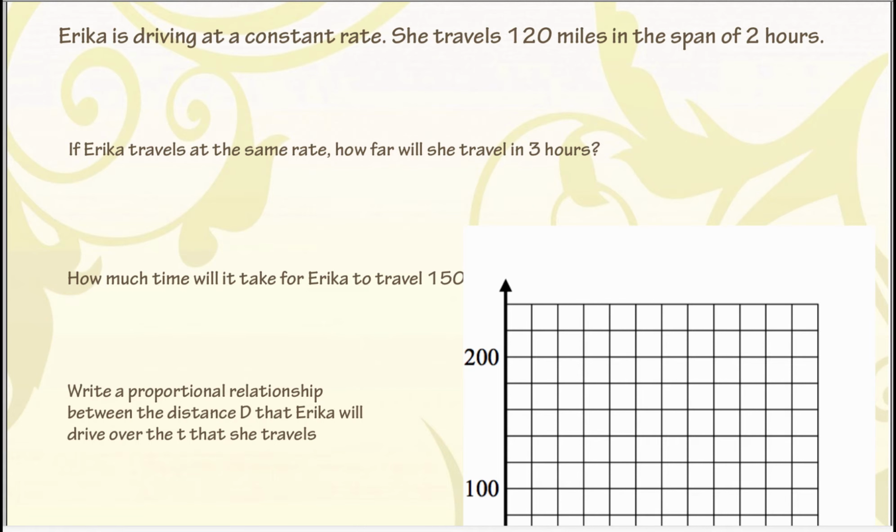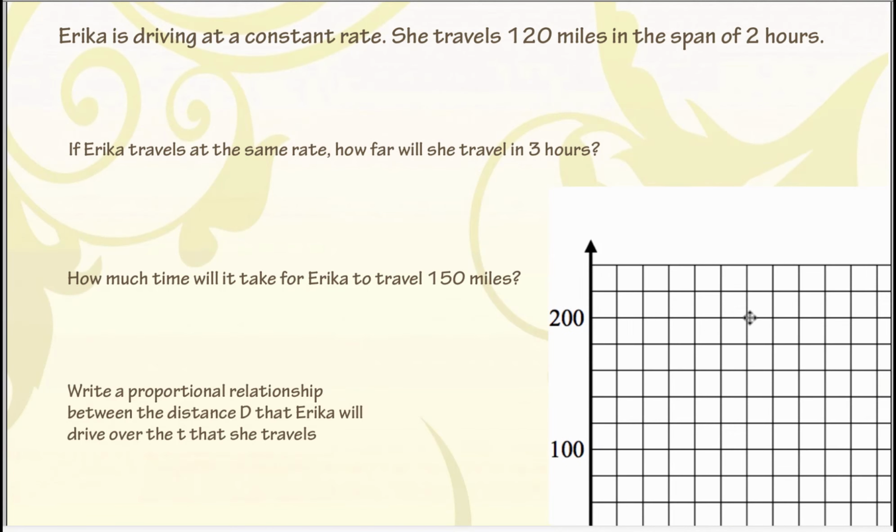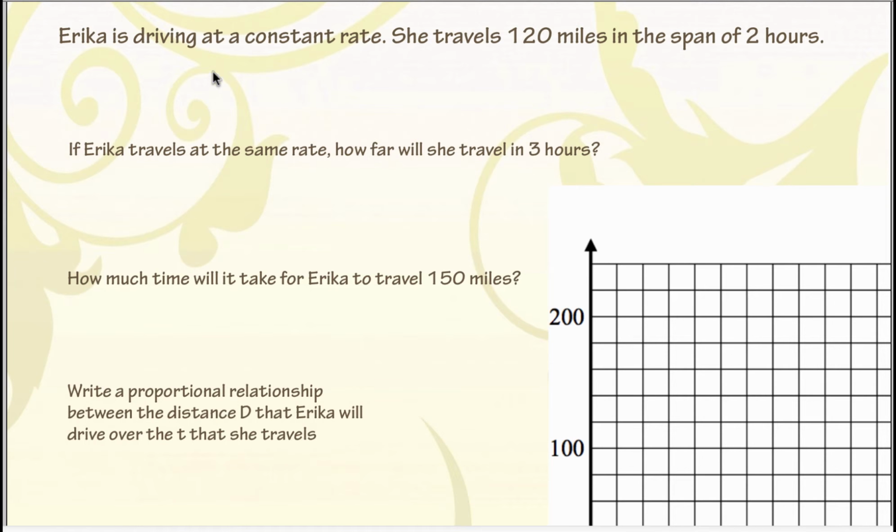Okay, we're going to do one more. Let's move this up a little bit over here. Erica is driving at a constant rate. She travels 120 miles in a span of 2 hours. So once again, I'm going to write it as a rate, 120 miles per 2 hours. And I may want to make it into a unit rate, which means how far she goes in 1 hour, which is very simple.